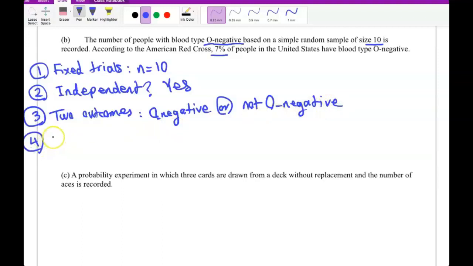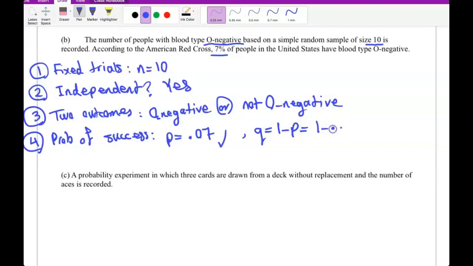Then number 4, probability of success is given on top as 7%. So we pass that part. Based on that, we can find the probability of failure: Q is 1 minus P, so 1 minus 7%, and that is 93%. So we passed all these steps, and that means this is binomial.